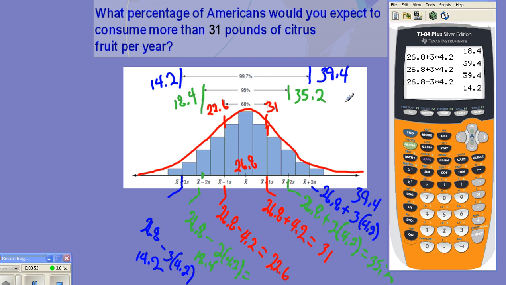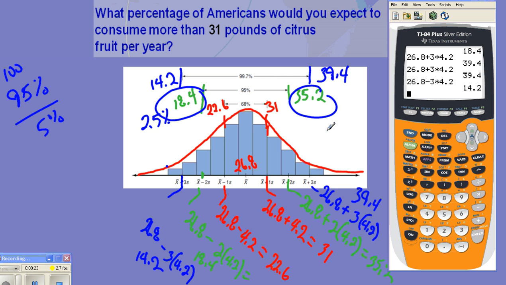So you can break this down however you want. If you want to say the bottom half, if you want to say what percentage eats less than 18.4. So if 18.4 represents 95% of the population, then if I have 95% of the population out of 100, that leaves me 5%. That means that over here is actually 2.5% left over. And then out here is 2.5%.